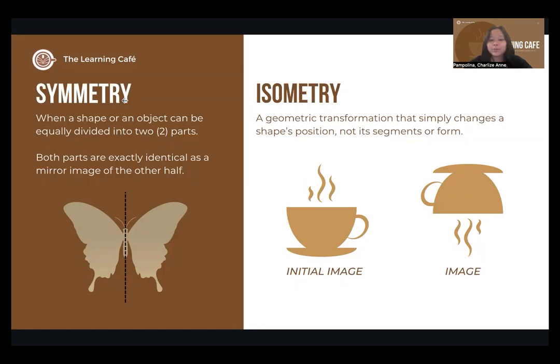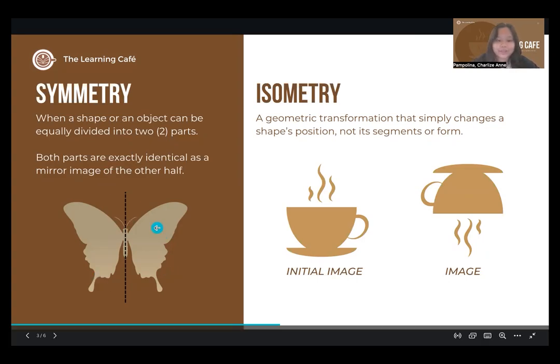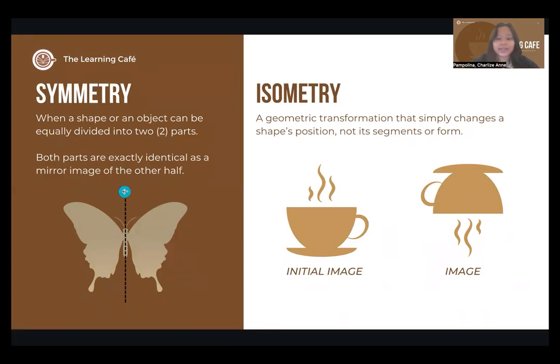I'm sure that most, if not all of you, are already familiar with the word symmetry, right? Symmetry is when a shape or an object can be equally divided into two parts, with both parts being exactly identical as a mirror image of the other half, like this. To find the two symmetrical halves of the same shape, the symmetry line, or the imaginary line that divides the shape in the middle, is visualized. With this, regardless of the shape being moved, rotated, or flipped, the object still remains symmetrical.